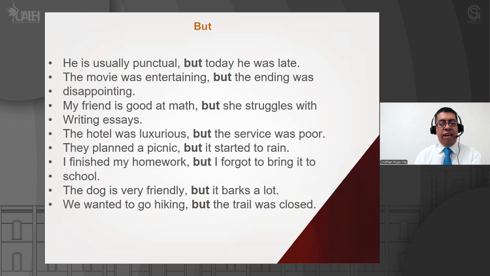Okay. The next one. The dog is very friendly, but it barks a lot. Every single day it's making a lot of noise. And the last one, we wanted to go hiking, but the trail was closed. They had an idea in mind, but at the end, their plans changed completely.